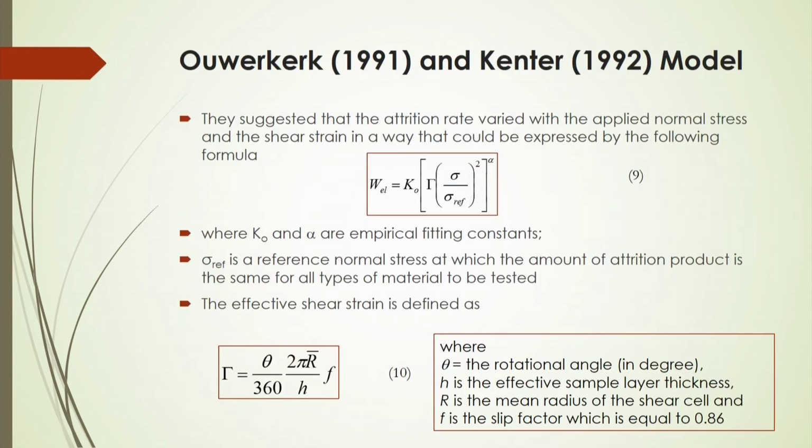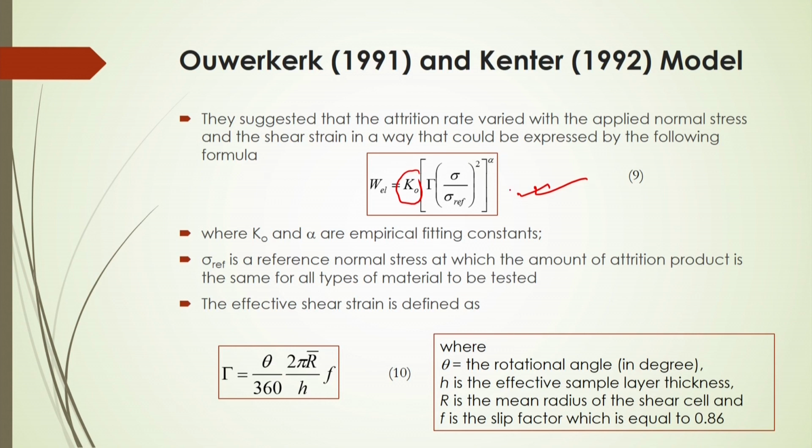Now we come to the Ouwerkerk 1991 and Kelleher 1992 model. As per their model, they suggested that the attrition rate varies with the applied normal stress and the shear strain in a way that can be expressed by the following formula. Here W_el is nothing but the attrited mass of the fines that is formed by attrition, and K is a constant, alpha is also a constant.